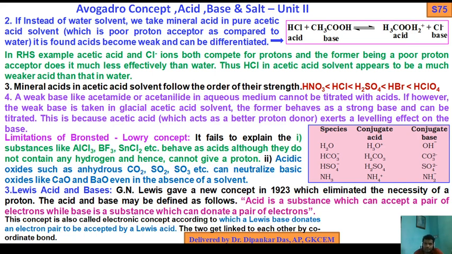Okay, so these are the species with corresponding conjugate acid and conjugate base. Water: if you are asked for the conjugate acid of water, it is H3O plus, and the conjugate base is OH minus. Similarly, HCO3 minus, H2CO3, CO3 2 minus; HSO4 minus, H2SO4, SO4 2 minus; ammonia, conjugate acid NH4 plus, conjugate base NH2 minus. Now, limitations or drawbacks of the Bronsted-Lowry concept.